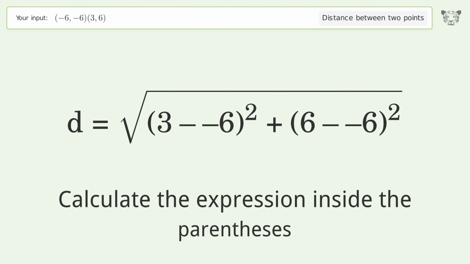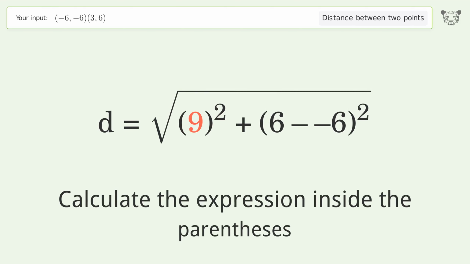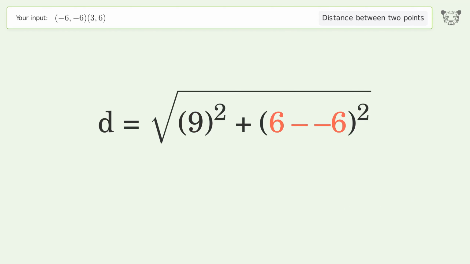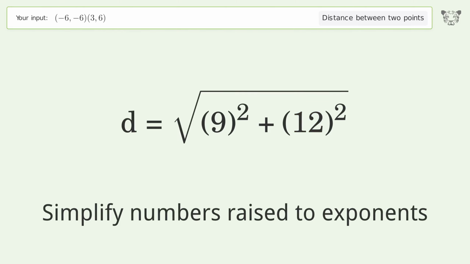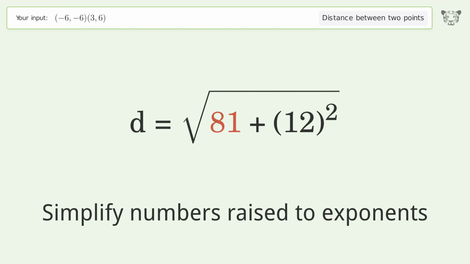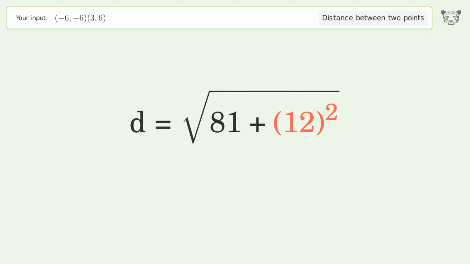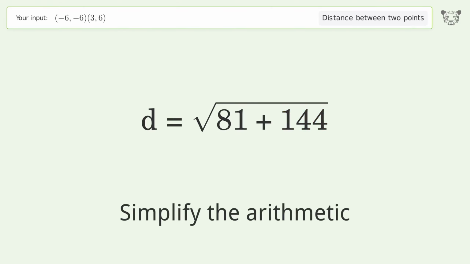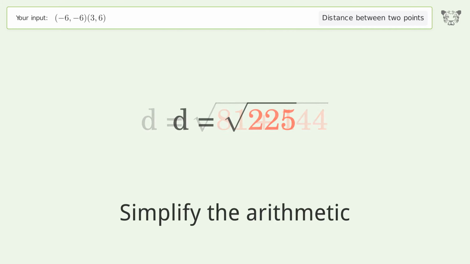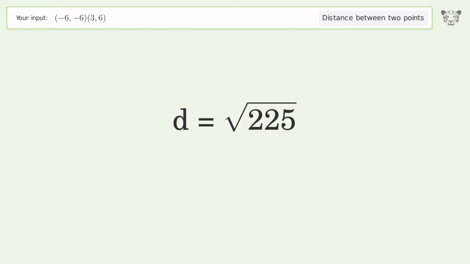Calculate the expression inside the parentheses. Simplify numbers raised to exponents. Simplify the arithmetic. And so the distance between the 2 points is the square root of 225, or 15.